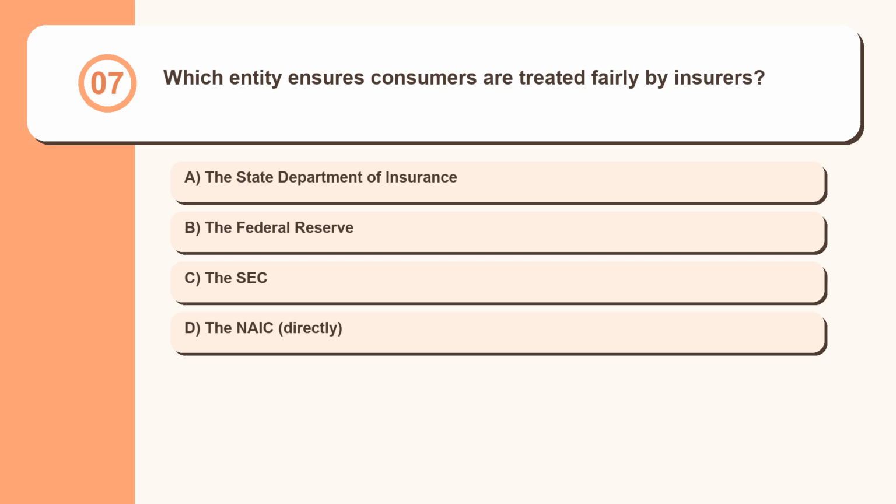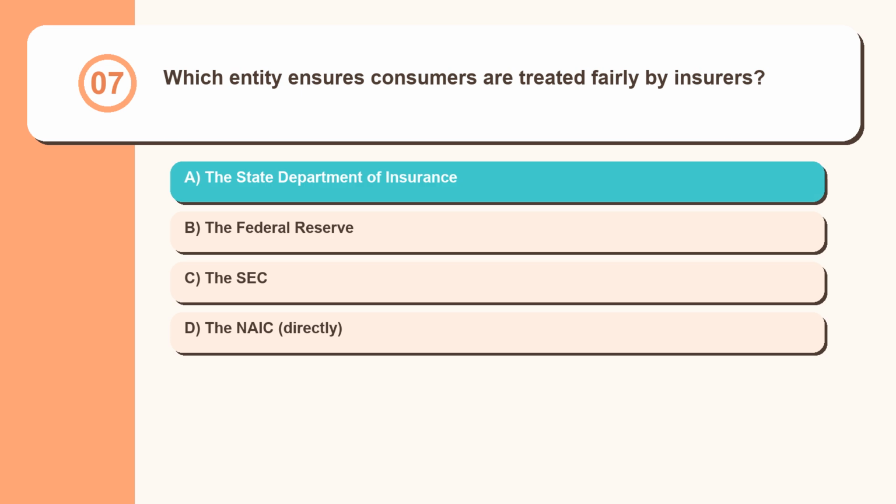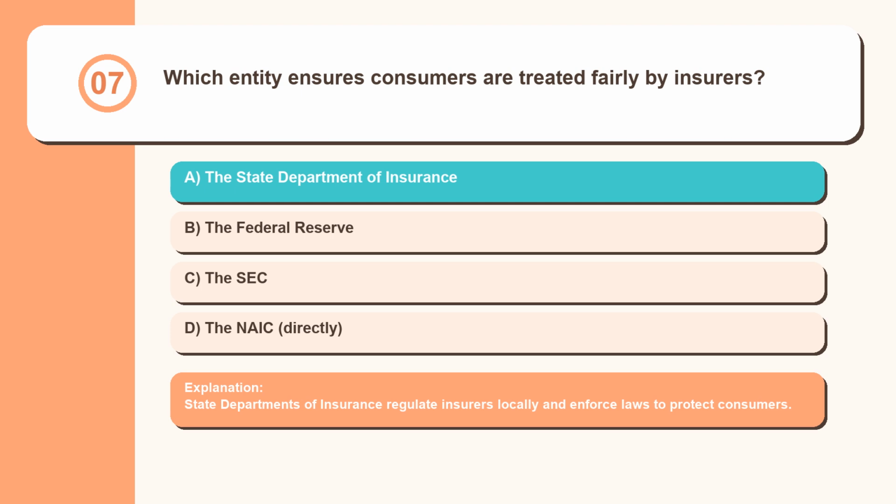Question 7. Which entity ensures consumers are treated fairly by insurers? The State Department of Insurance, the Federal Reserve, the SEC, the NAIC, directly. State departments of insurance regulate insurers locally and enforce laws to protect consumers.